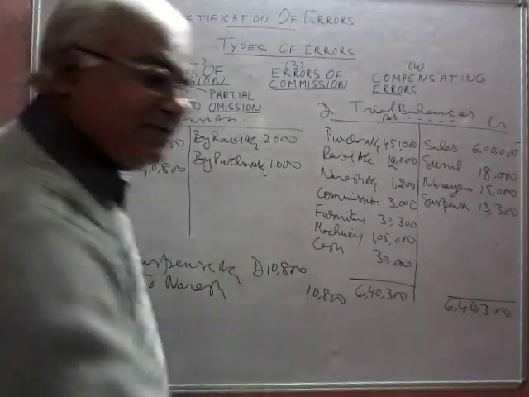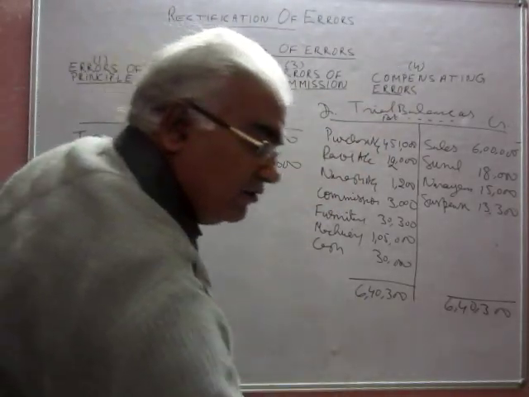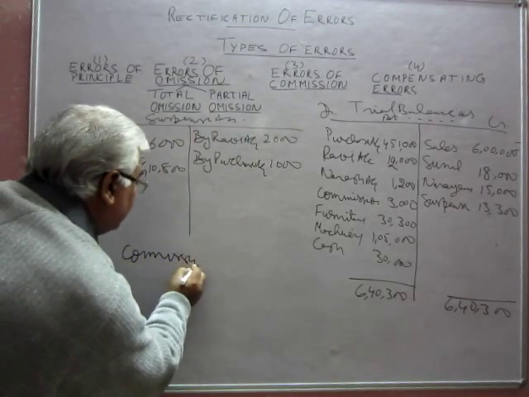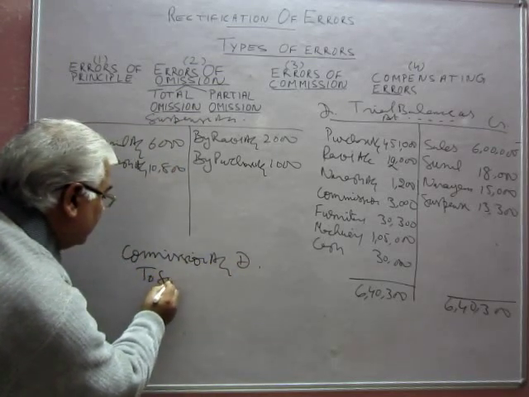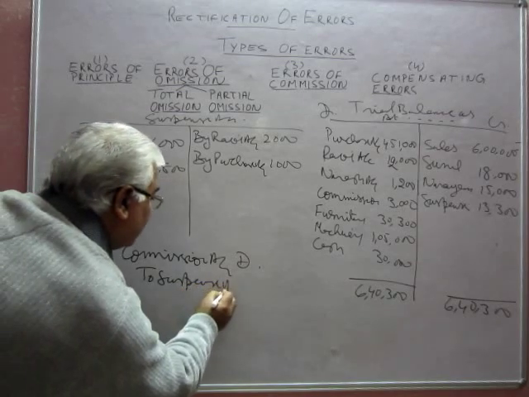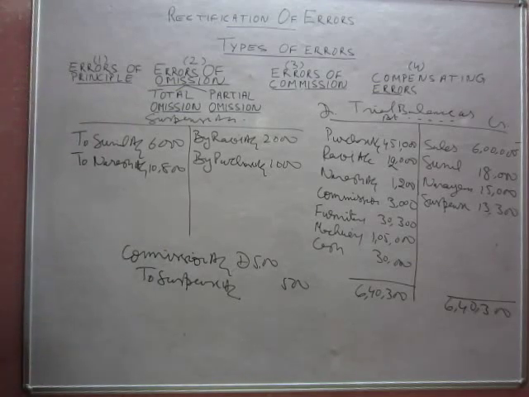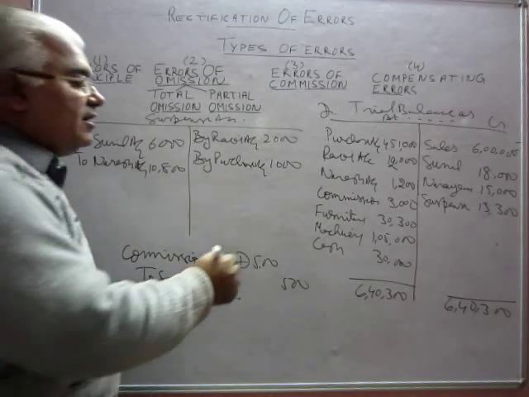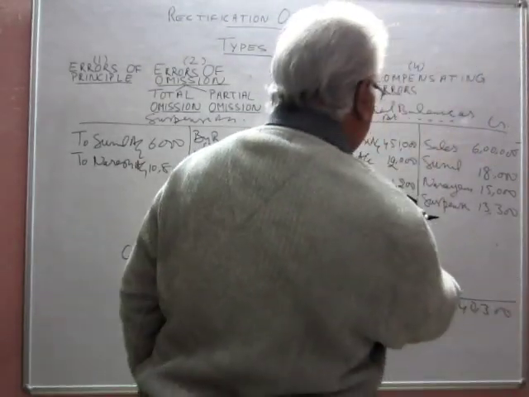So entry shall be commission account debited to suspense account 500. Commission account debited to suspense account 500 rupees. Okay. With this, what is going to happen? Your commission account will increase by 500. It is already appearing at 3,000. So now it will become 3,500.